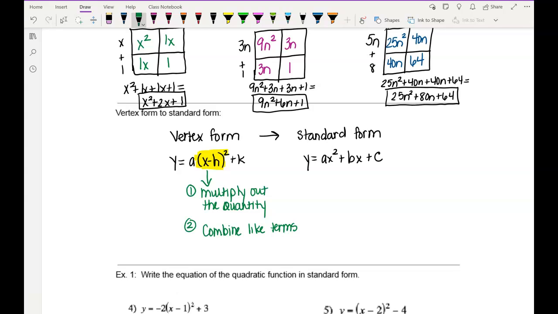We will learn in a few weeks how to go from standard form to vertex form. We're going to start learning the steps in the next couple days, and then in a few weeks we'll put it all together and be able to go from standard form to vertex form, which, as we know, vertex form is much easier for us to get some basic information about our quadratic.